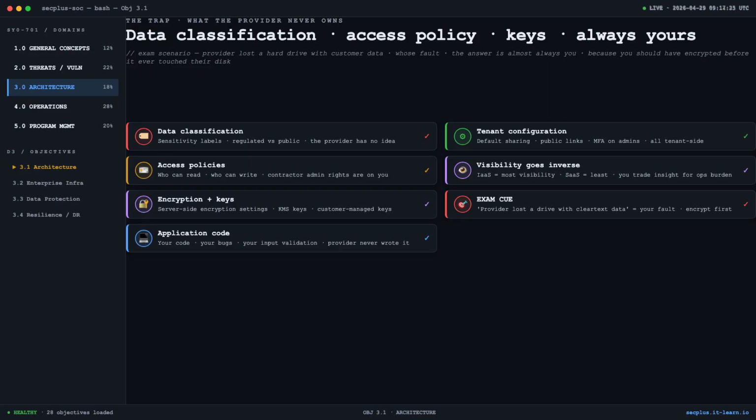Rank the 3. SaaS shifts the most risk to the provider. IaaS shifts the least. Visibility goes the opposite direction. You see the most in IaaS and the least in SaaS.